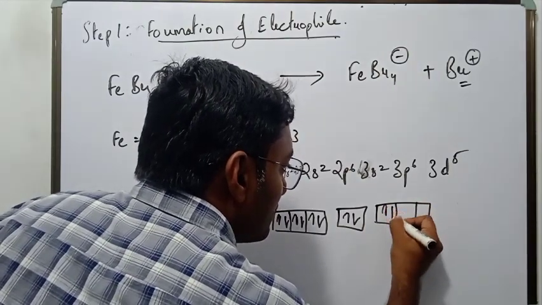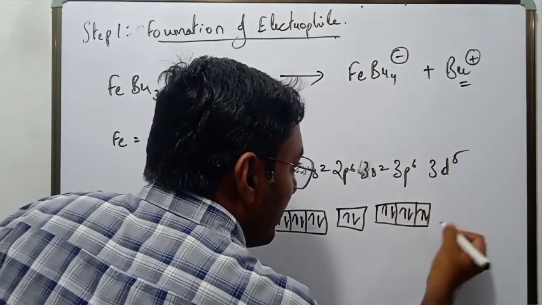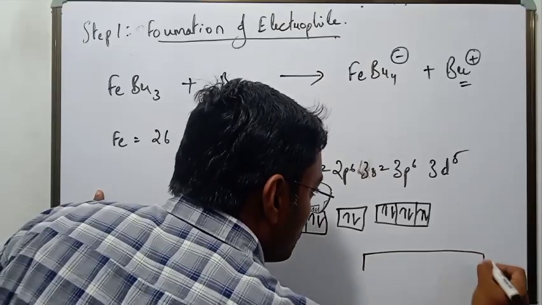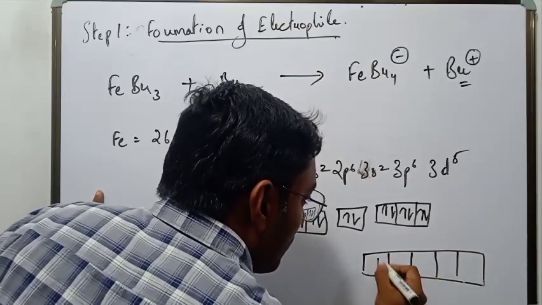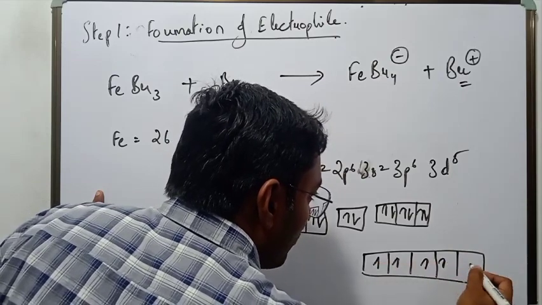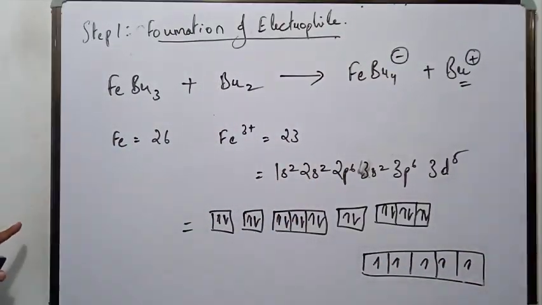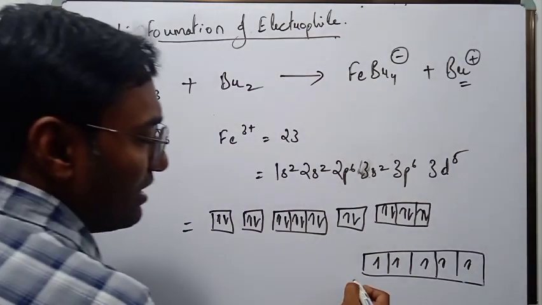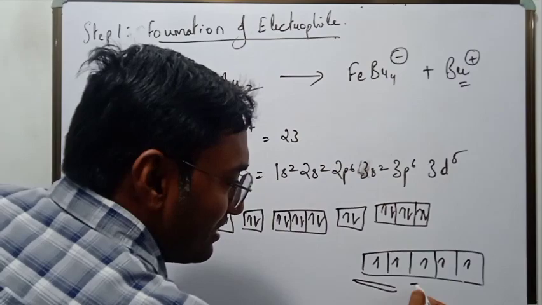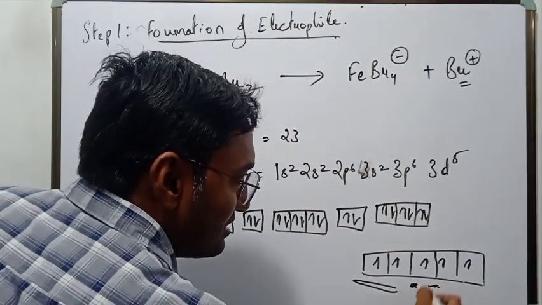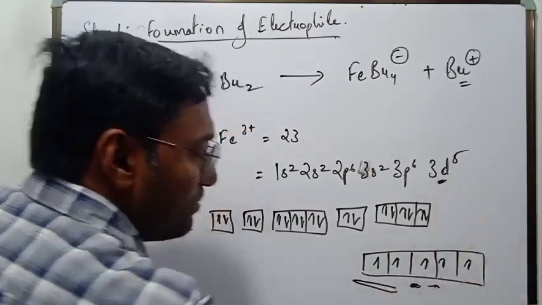So 3p6 also. And what about 3d5? Let's go for 3d5 and see. 1, 2, 3, 4, 5. So this is the 3d5 orbital of Fe3 plus. It is vacant. The d orbital is vacant. The 3d orbital is vacant.